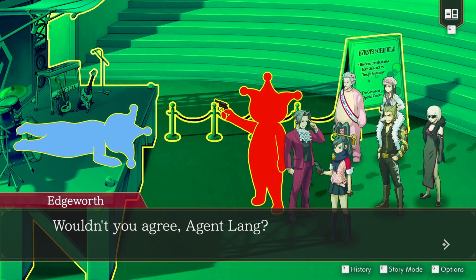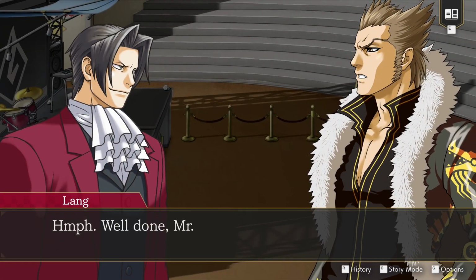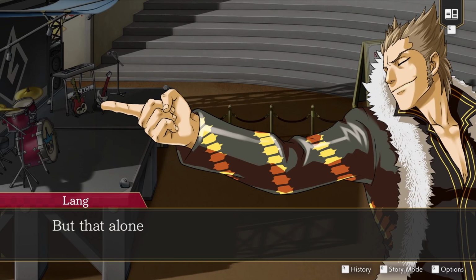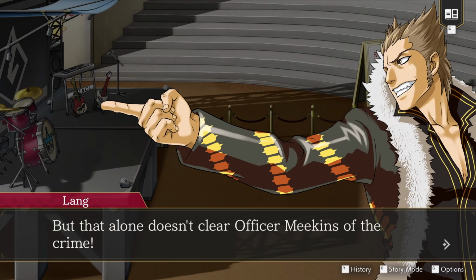Wouldn't you agree, Agent Lang? And it'll thief his MVP. I love this thing. Ha! Well done, Mr. Prosecutor. But that alone doesn't clear Officer Meekins of the crime.